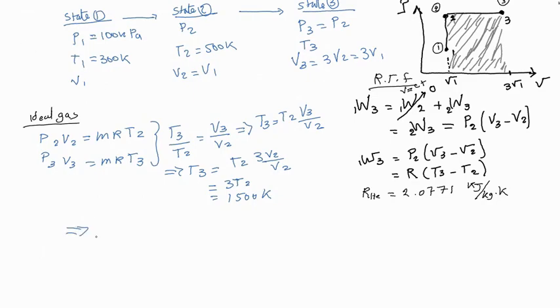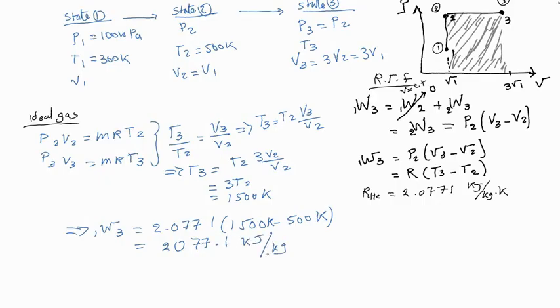So, specific work equals the R constant times T3 minus T2. So, this is the work produced as a result of this expansion.